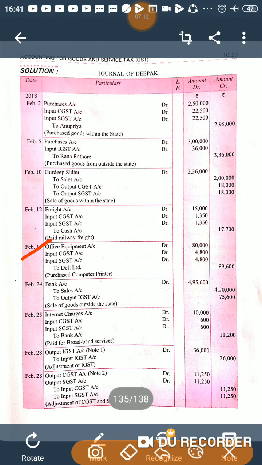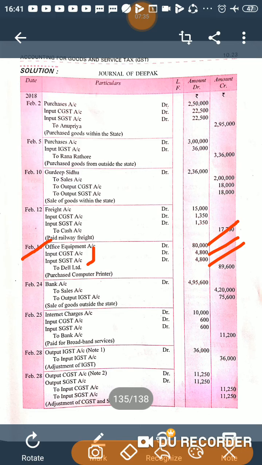Increase in asset account should be debited with 80,000. Input CGST and input SGST are also assets, and they are also increasing in the business, so they should be debited with 4,800 each, that is 6% of the 80,000.